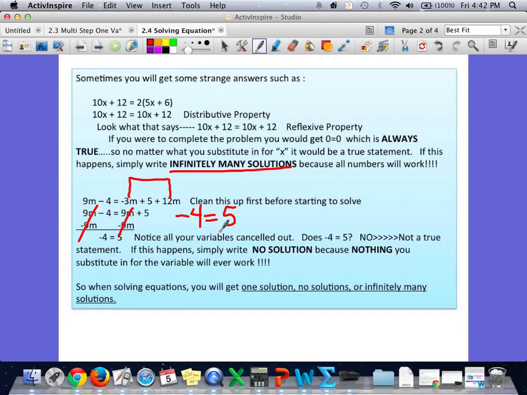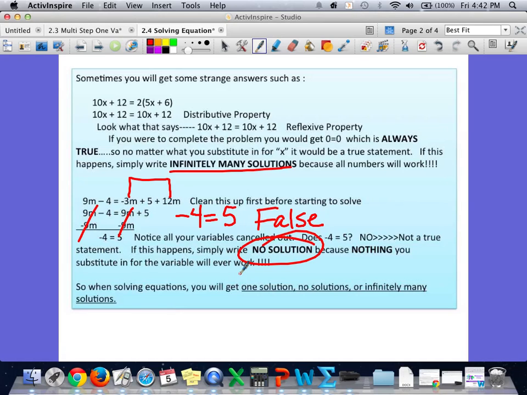Is that a true statement? This is false. That is never going to be true because negative 4 does not equal 5. Alright, so if it's a false statement, that gives us a no solution answer.